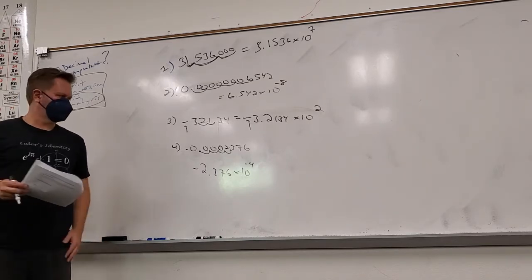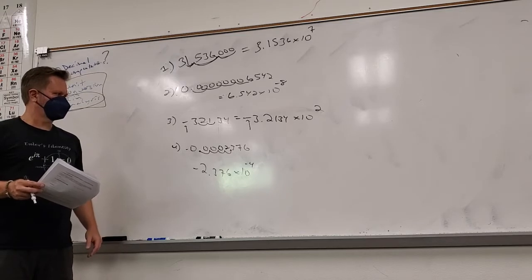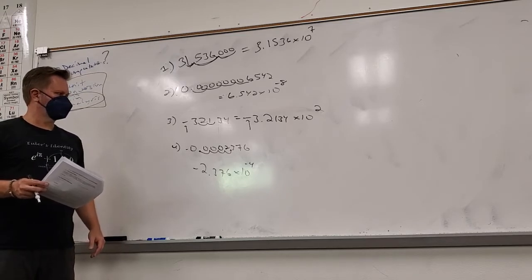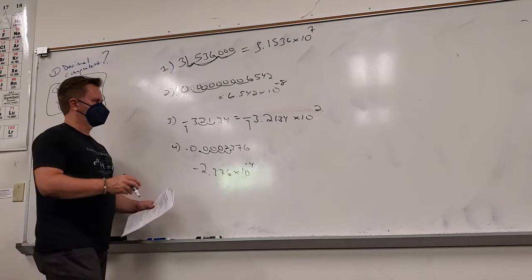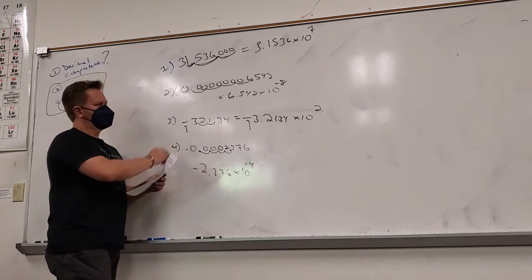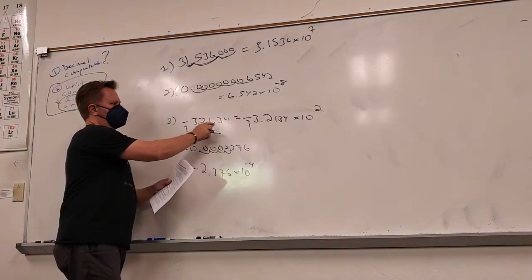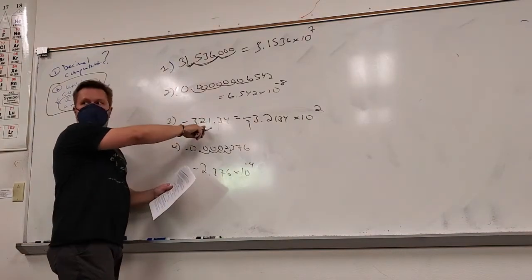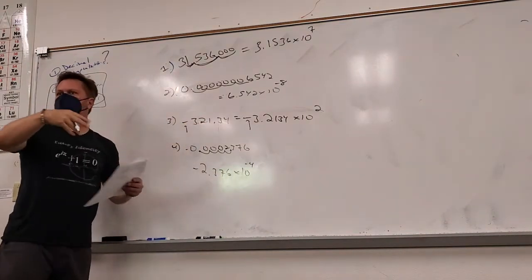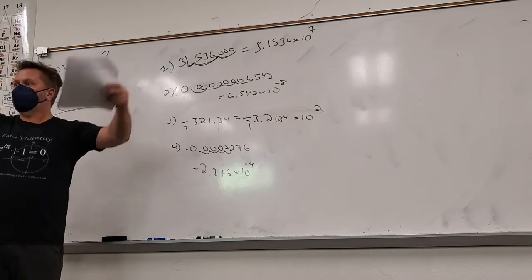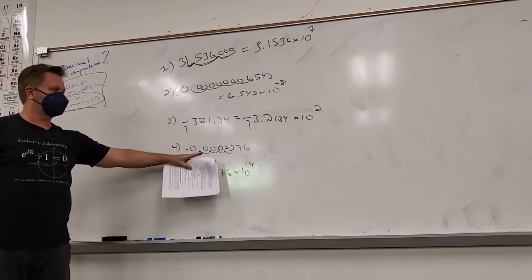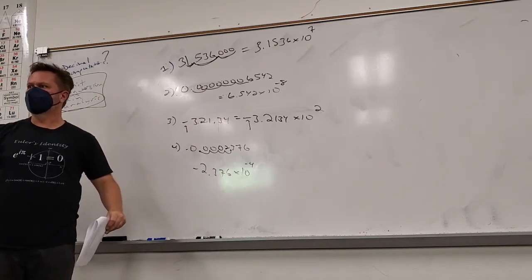Can you repeat why it's negative 4 in one number and still positive 2 in the other? Because this number is bigger than 10, so it's got more, it's multiplied to become that. This number is smaller than 10, so you have to divide it to become that.